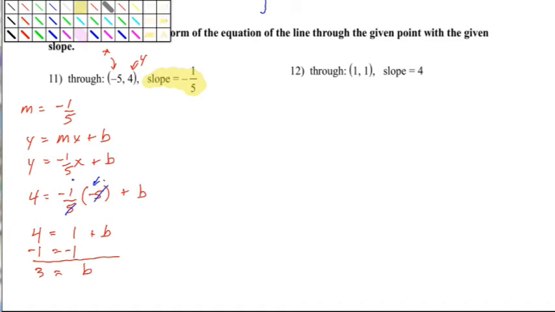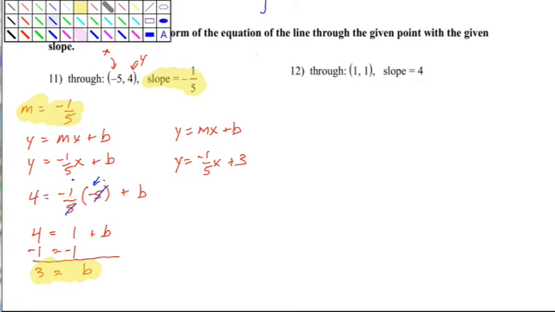Now I have my slope value that was given to us, and I have my b value. I can write my general equation. Y is equal to mx plus b. And now I just drop those two values right in. Y is equal to minus 1/5 x plus 3.